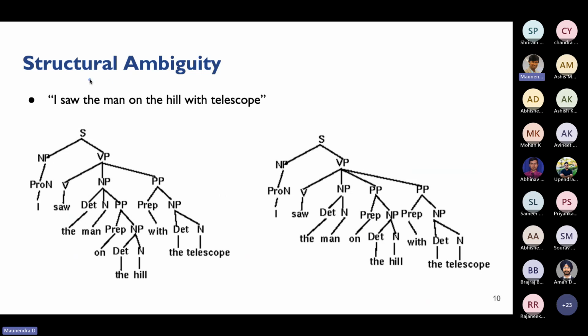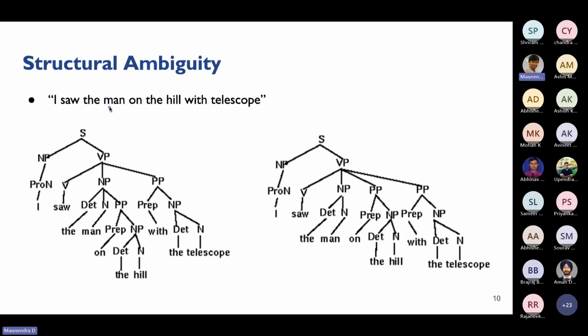Then there is this problem. Suppose we have a good model that can give parse trees really well. But there could be sentences for which multiple parse trees are possible. This is one such example: I saw the man on the hill with a telescope. This is one tree and this is another tree. Why do we get two different trees? It is because the sentence can be interpreted in two different ways.